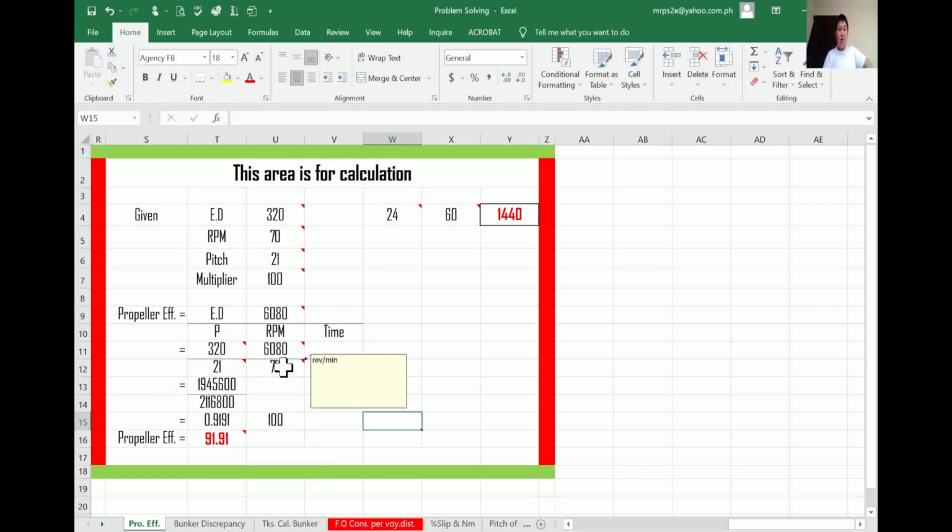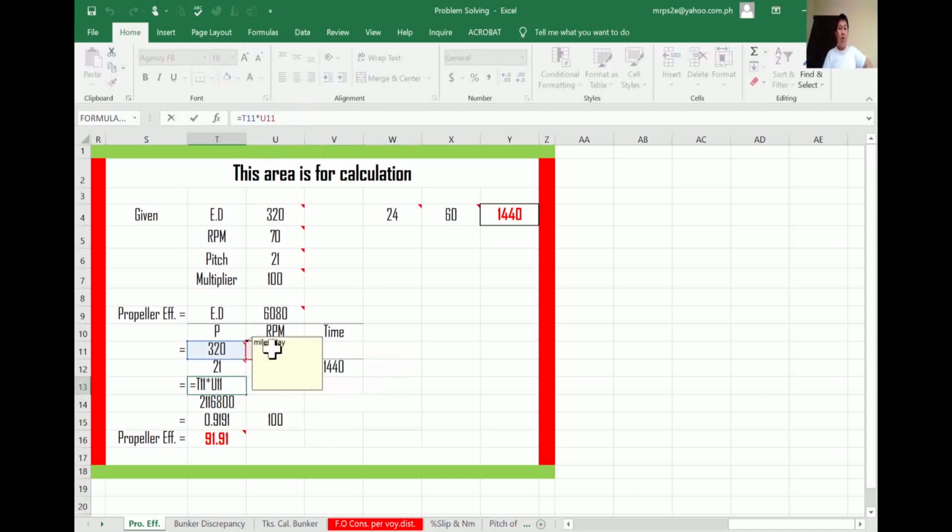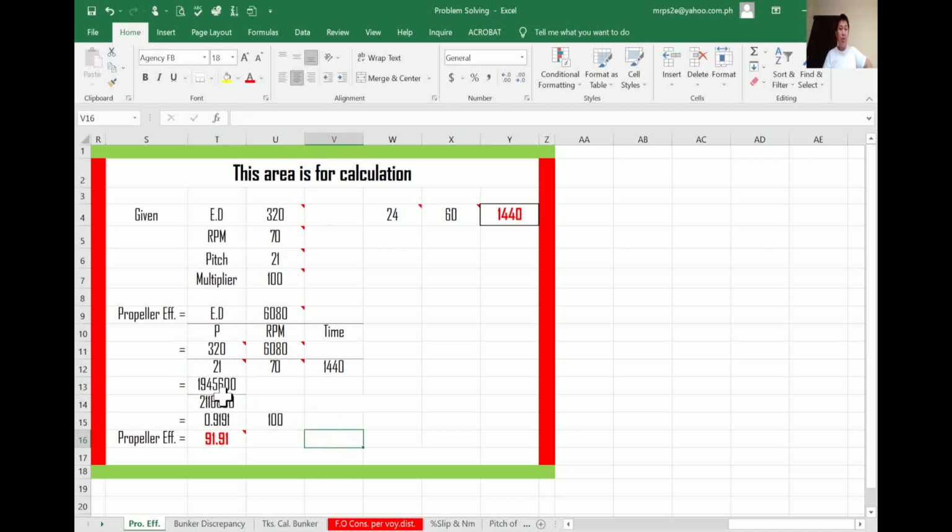Now multiply 320 to 6080. This will give you, so I will show you. So now this is multiplied. This will give you this number, 1,945,600. As well as you multiply 21 to 70 to 1440, this will give you 2,116,800. And then you have to divide this number.